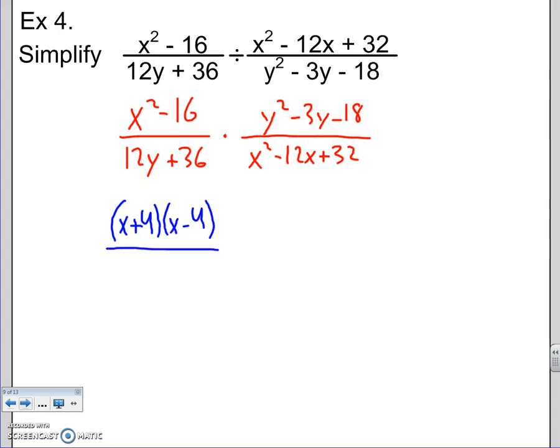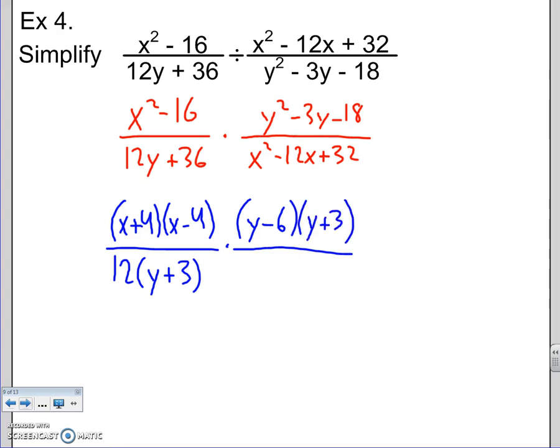This bottom, I could factor out GCF of 12. What's left is y plus 3. On this other one, if I do the AC method, I can use 6 and 3, because 6 and 3 multiply to 18, and if you subtract, you get 3. So y minus 6, y plus 3. Because they multiply to negative 18, they add to negative 3. On the bottom, AC method, 8 and 4 make 32 and 12. So negative 8, negative 4.